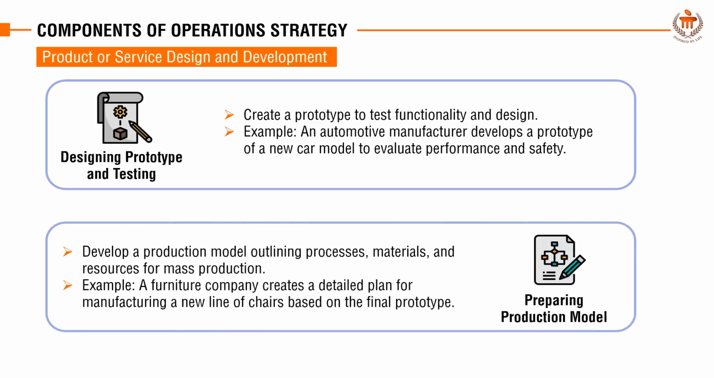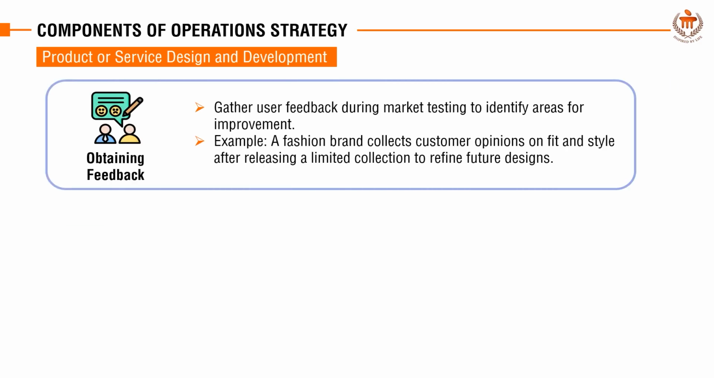After successful prototype testing, a production model is developed that outlines the necessary processes, materials, and resources needed for mass production. For instance, a furniture company might establish a detailed plan for producing a new line of chairs based on the final prototype.